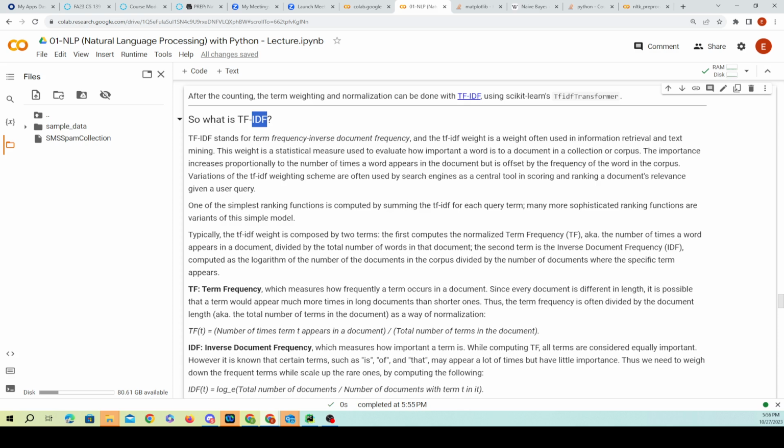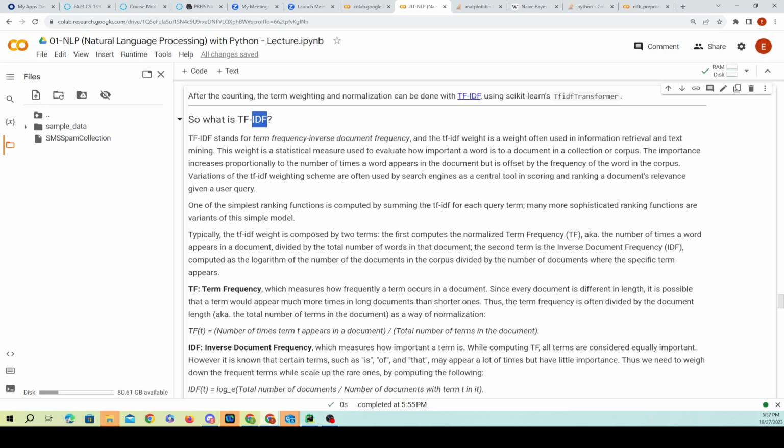We talked about this a little bit in the PowerPoint, but let's talk about it again. The term frequency, inverse document frequency, is practically the weight value. It's a value which is often used in information retrieval and text mining. We use this to find out the frequencies of certain words in comparison to the whole documents. This weight is a statistical measure used to evaluate how important a word is to a document in a collection or corpus. Like I said, this is looking at the whole picture.